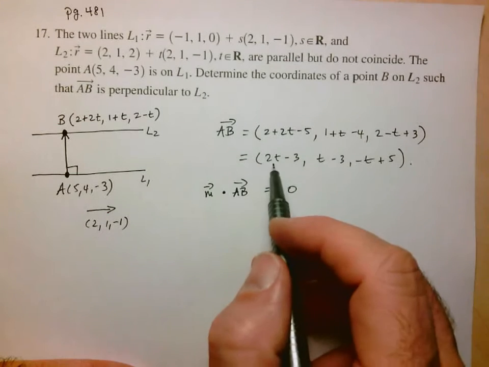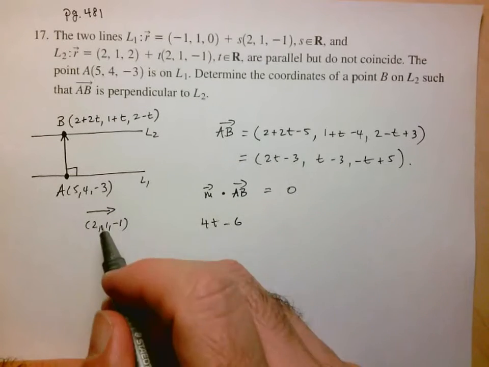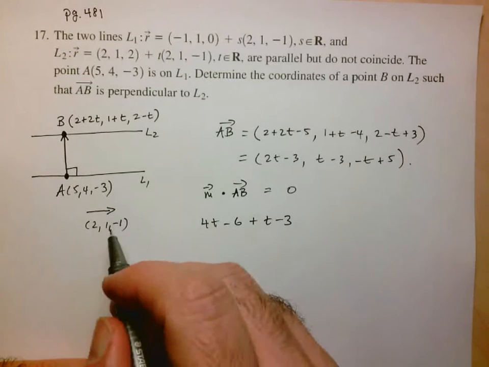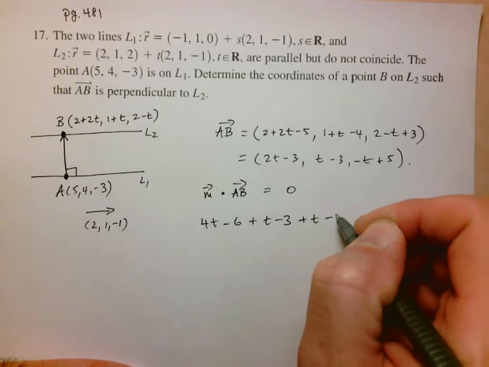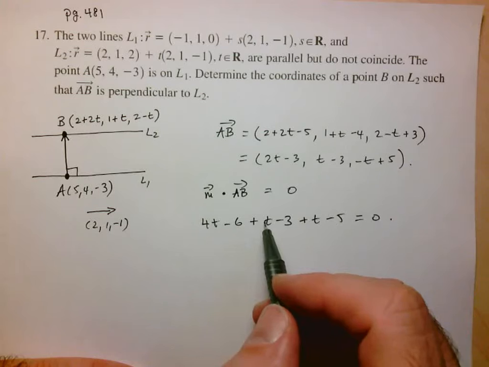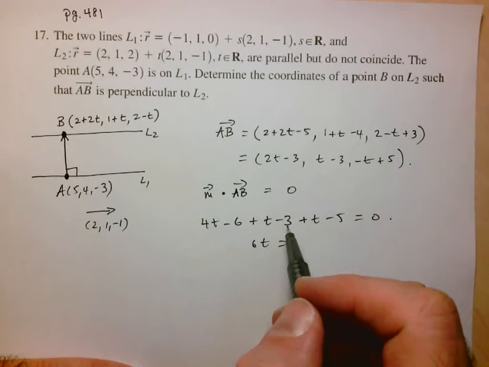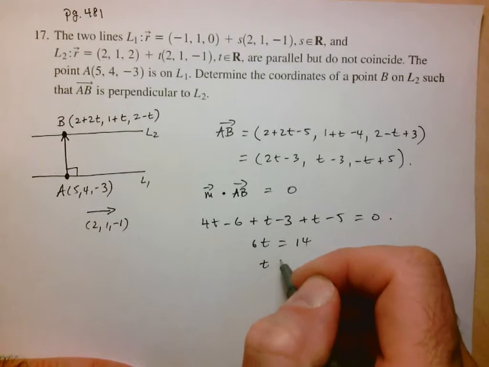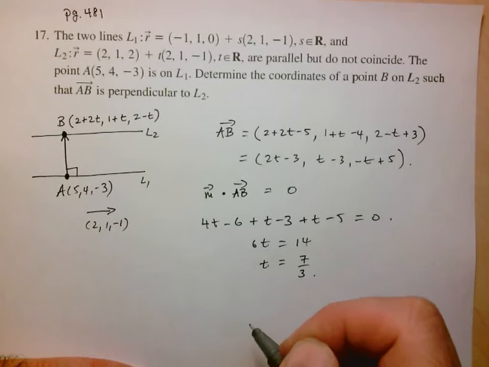So we've got 2 times 2t minus 3, so that's 4t minus 6. Then we've got 1 times t minus 3, so plus t minus 3. Then we've got -1 times -t plus 5, so that's plus t minus 5, equals 0. Here we've got a pretty easy equation to solve: 4 plus 1 plus 1 is 6t, and here we have -6 minus 3 is -9, minus 5 is -14. Bring that to the other side, positive 14, so t is 14 over 6, or 7 over 3.